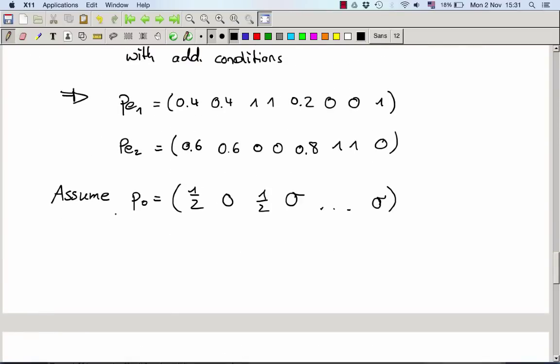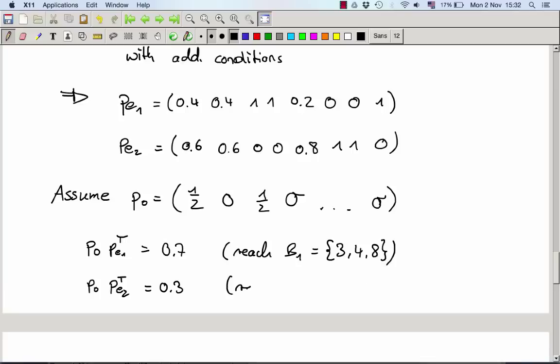In that case, the probability of reaching, let's say, B1, you multiply this, and you get 0.7, because you have here 0.2 and here you have 0.5 from this. And you multiply this with this. And similarly for B2 you get 0.3 from here, the multiplication of these two numbers. So now you have the reachability probabilities. This is reach B1, which was states 3, 4, 8. And this is reach B2, which was states 6 and 7.